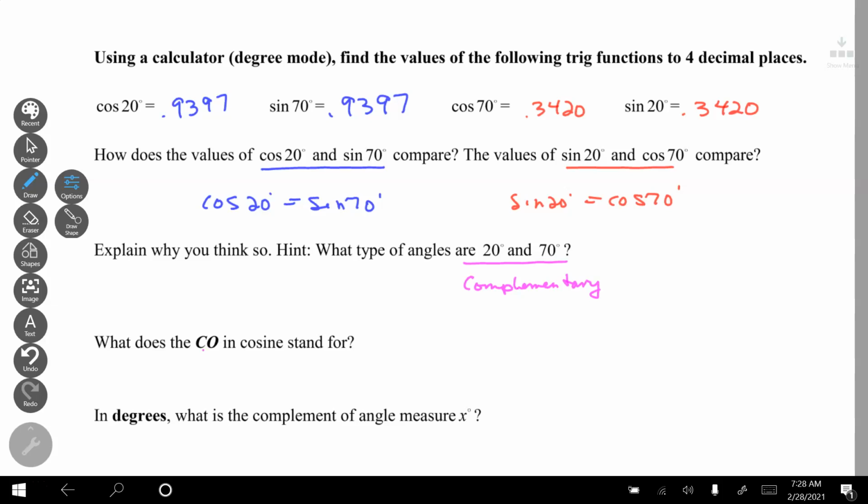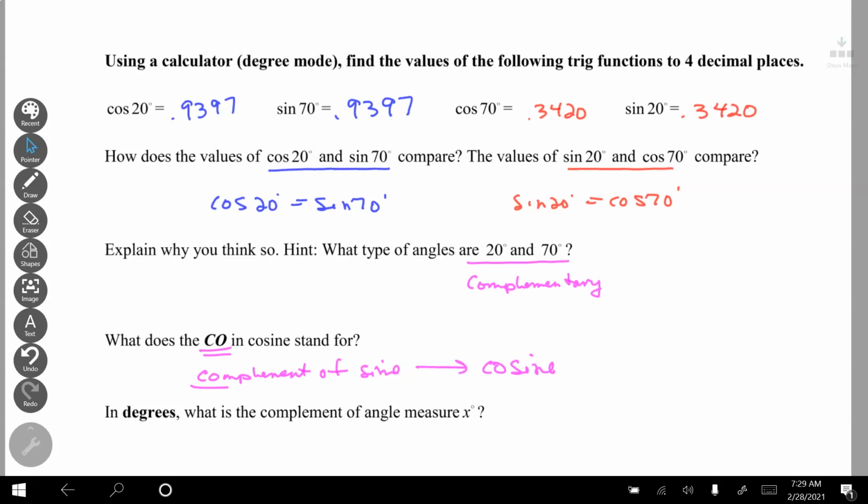And what does the co part stand for in cosine? It stands for the complement of sine. So that's the idea, that the complement of sine really means cosine. That's why these are equal. The complement of 70 is 20, so sine of 70 equals the cosine of 20 degrees.